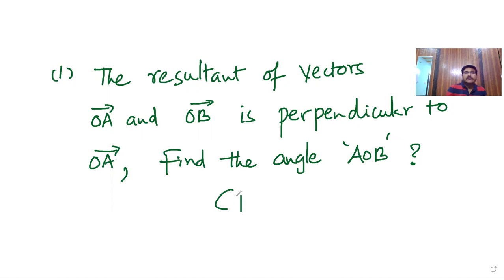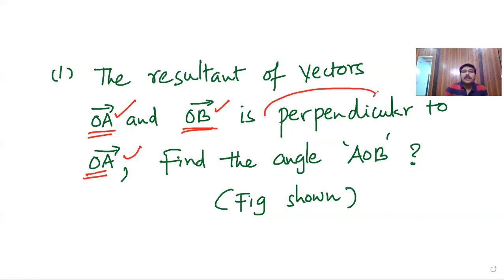The figure is given. Have the clarity before attempting the problem. Two vectors are given: one vector is OA bar, the other vector is OB bar. And clearly, as given, the resultant is perpendicular to OA bar. We need the angle AOB.